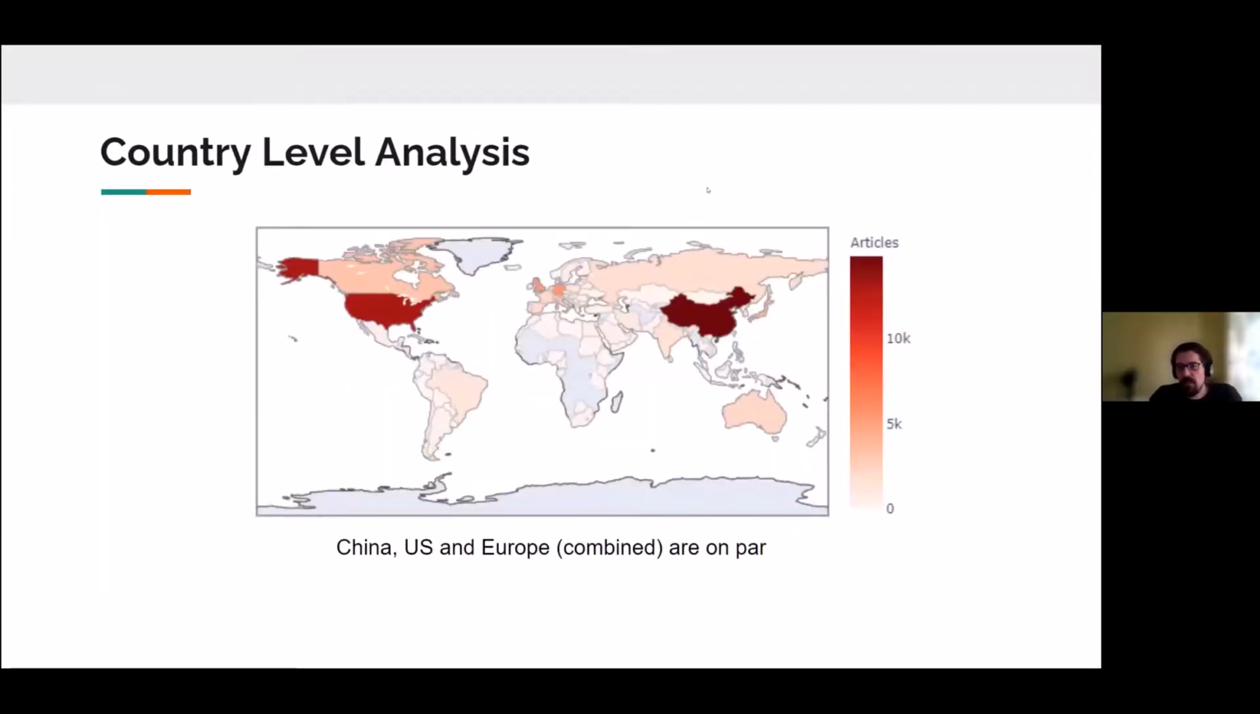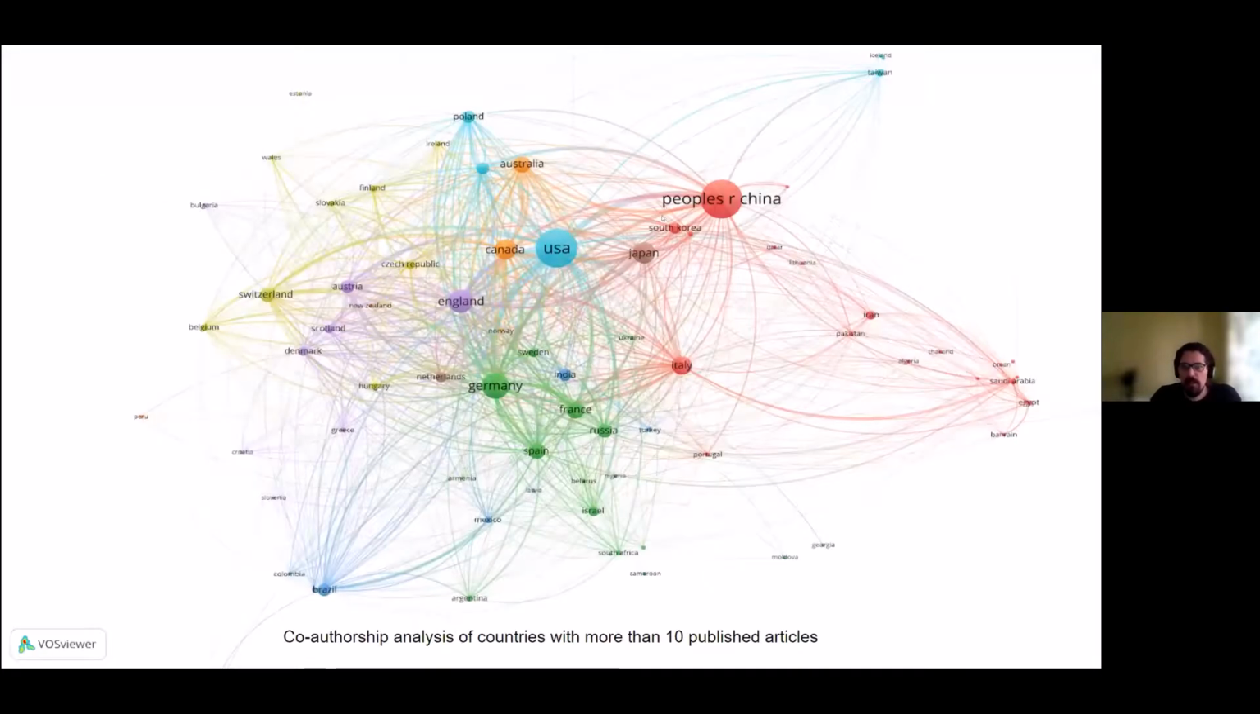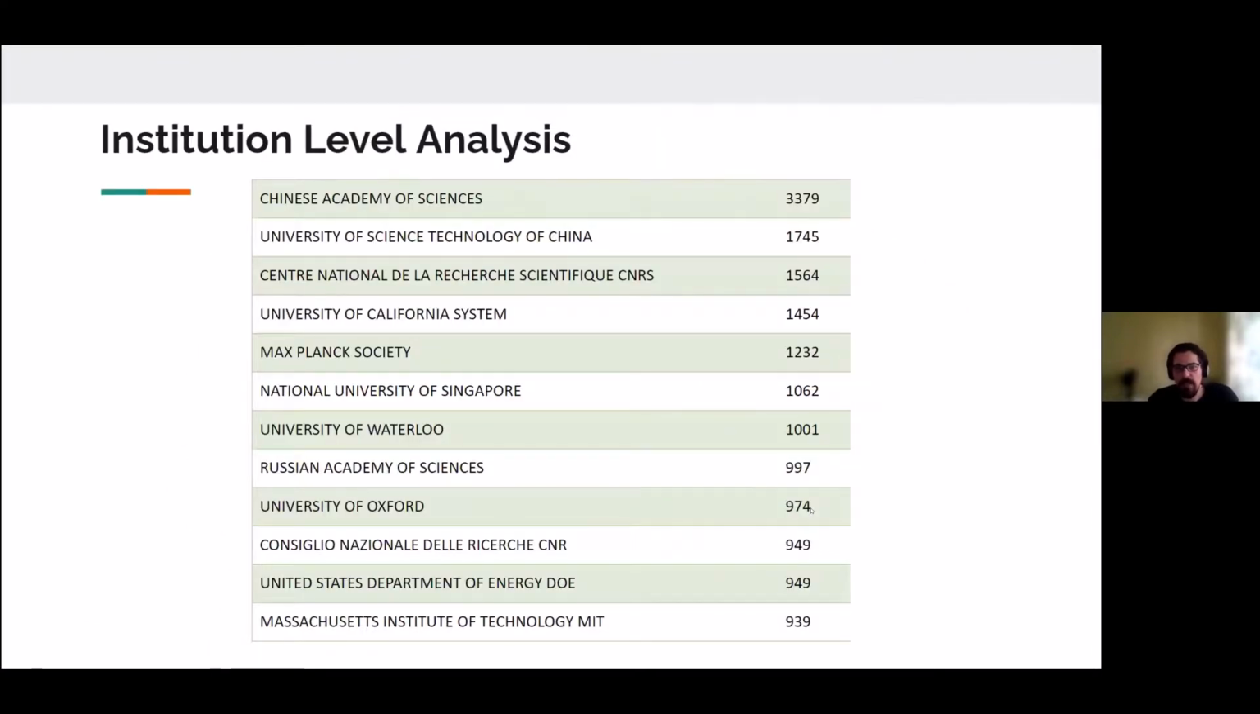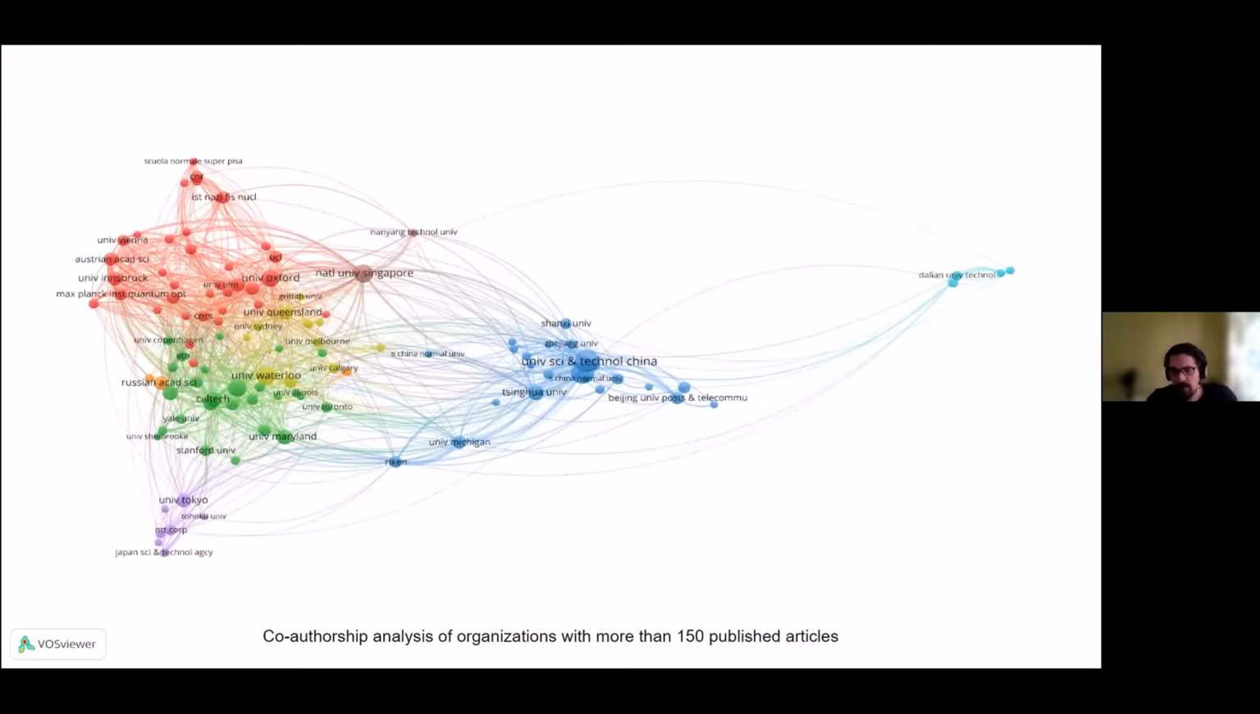And we look at the countries, we have found that China, US, and Europe combined are almost a similar number of papers out. And we looked at the country collaboration. Again, we looked at the institutional collaboration as well. You can see the discussions on this in the paper. We have found that usually the Chinese and Japanese institutions collaborate more internally, and other institutions from US and Europe collaborate more in between.